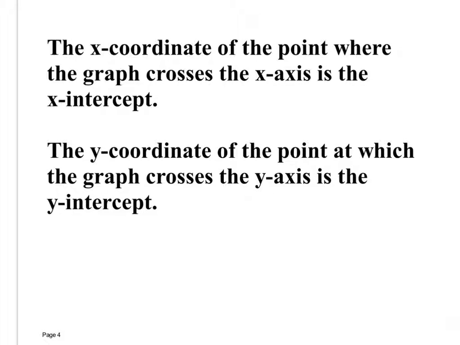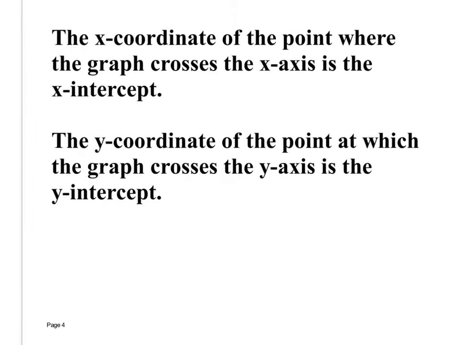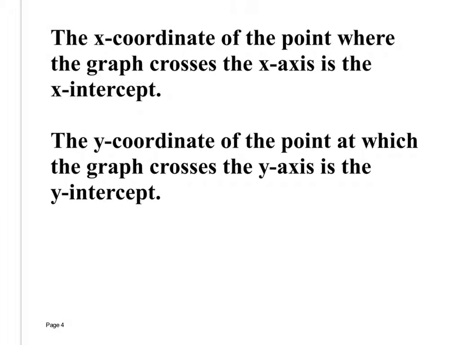The point where the graph crosses the x-axis is known as the x-intercept. Where it crosses the x-axis is called the x-intercept. Okay? The point where the graph crosses the y-axis is called the y-intercept. So where it crosses the y-axis is the y-intercept. The thing you need to know about the x-intercept is that y is equal to 0. And the thing you need to know about the y-intercept is that x is equal to 0.